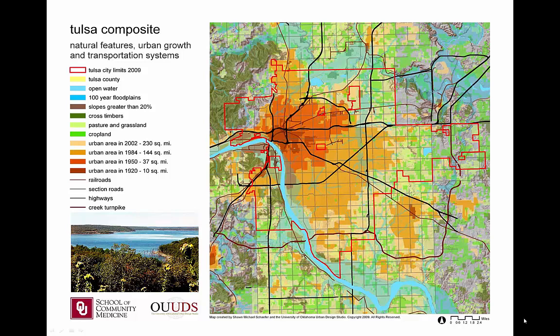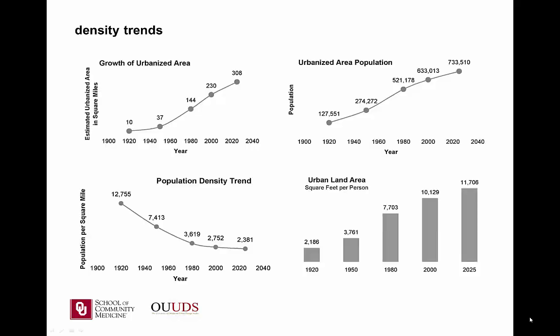Here you can see a composite of the previous maps showing Tulsa's evolution thus far. We will refer back to it as we begin our analysis of the 3 Ds, starting with density. You can see from the previous map that Tulsa's urbanized area has multiplied over 23 times since 1920. The population of the urban area has also increased from 127,000 people to over 630,000 people today.